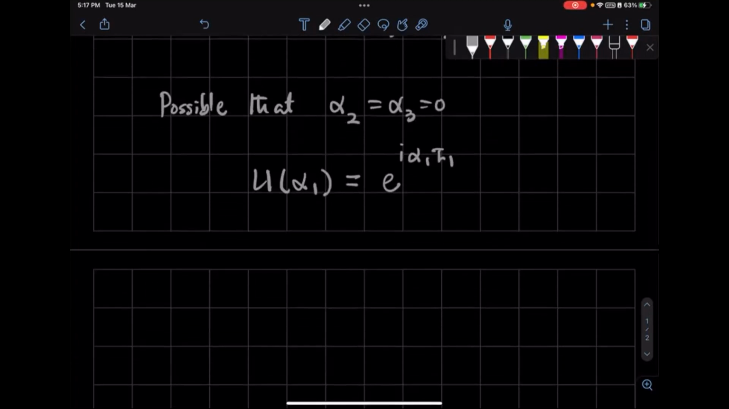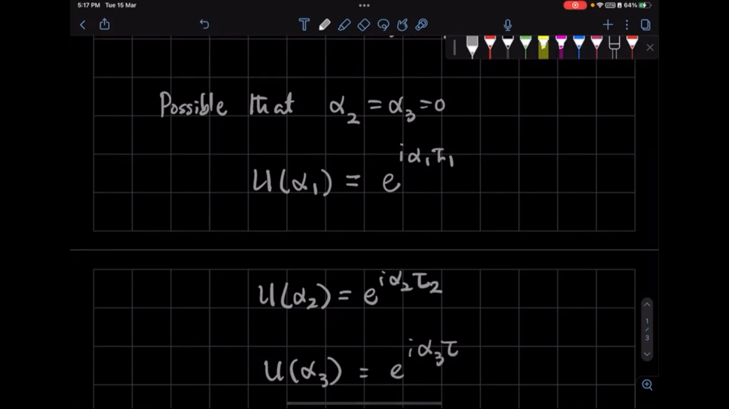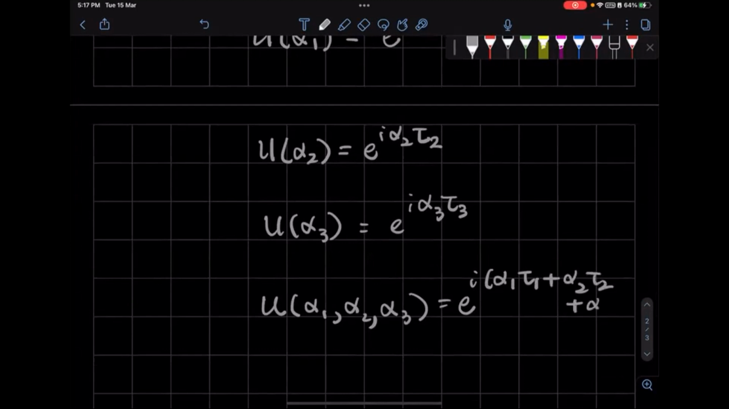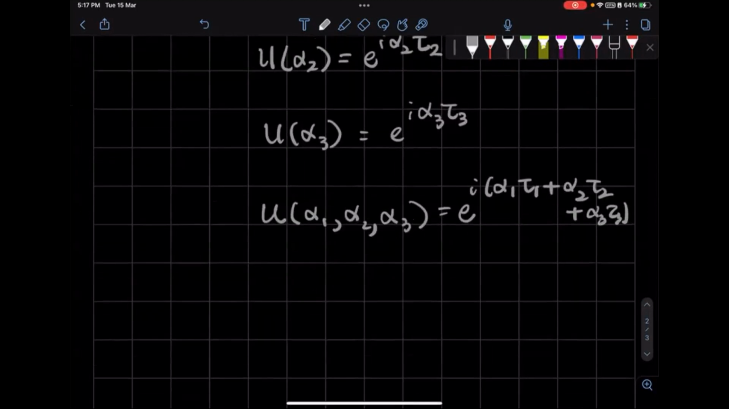Similarly, we can have U of alpha 2 as e to the i alpha 2 tau 2, U of alpha 3 as e to the i alpha 3 tau 3. But it can also be any general linear combination of these T's, right? So it can be e to the power i times alpha 1 tau 1 plus alpha 2 tau 2 plus alpha 3 tau 3. Okay. So these alphas are real numbers which specify the point on the manifold that describes SU2.